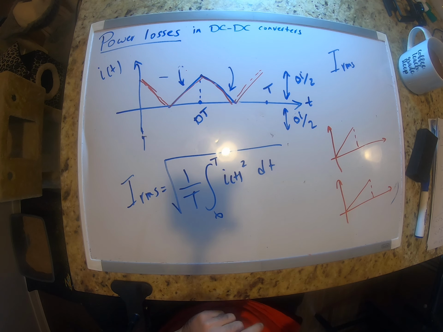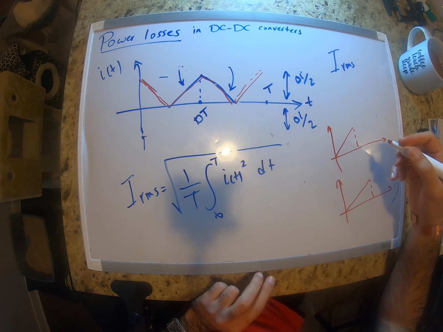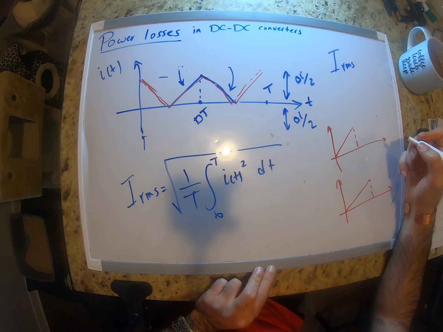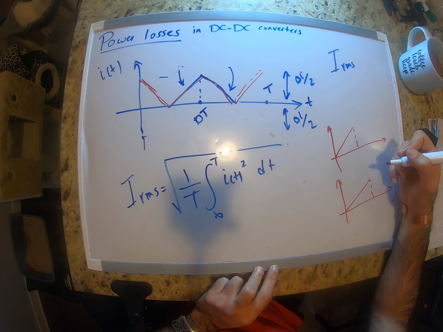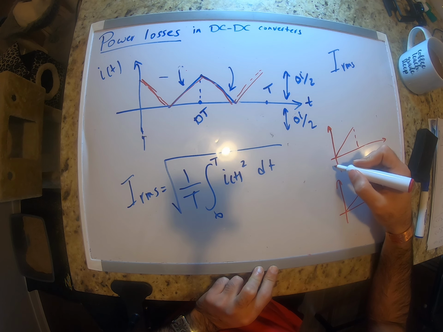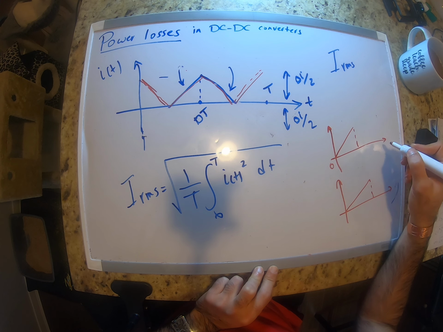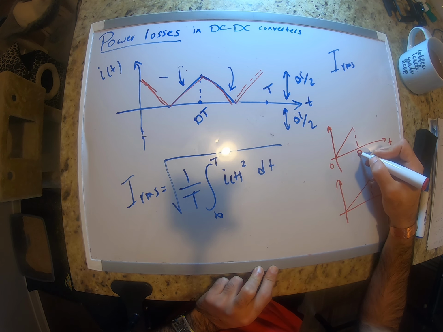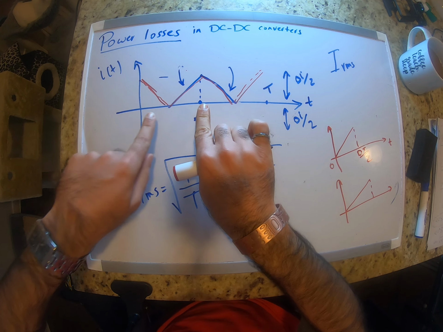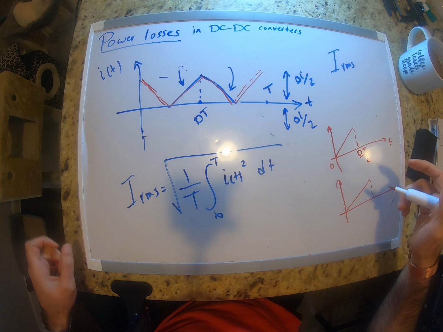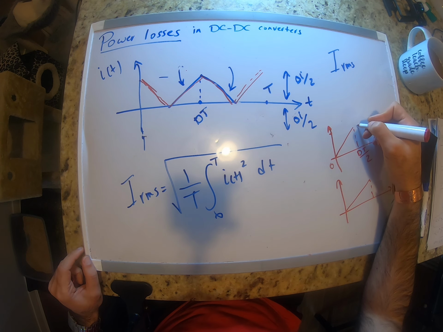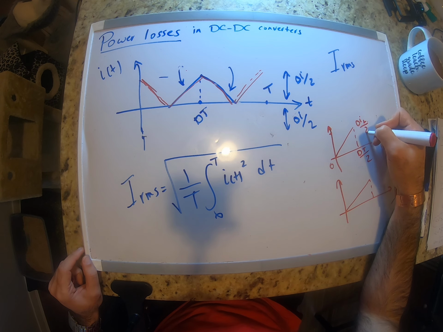So maybe I should do this. Let's do this. I might make some mistakes, but I think it's a good idea to do it. So this is the time, this is dt over 2, because this is half of dt, right? And this point is delta IL divided by 2.